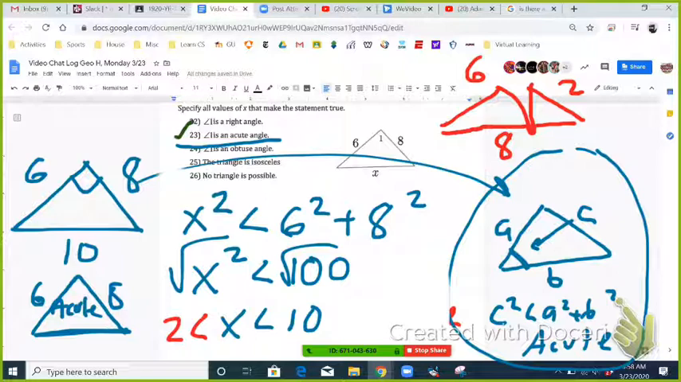And we don't have to worry about it the other way around, because the biggest that x could be would be 10, so 6 plus 8 is already bigger than 10. So we just have to make sure that the side is long enough to reach 6 to make a triangle.